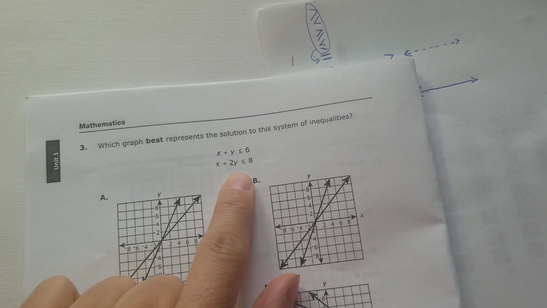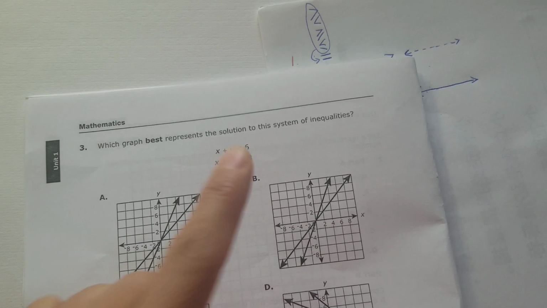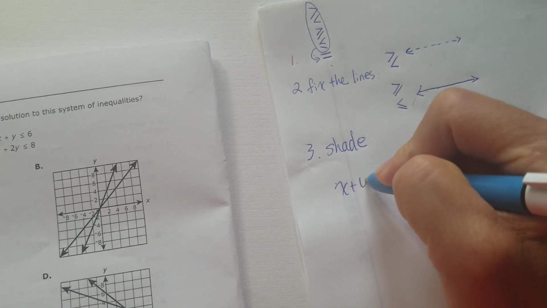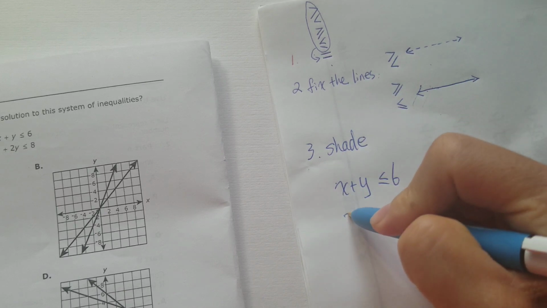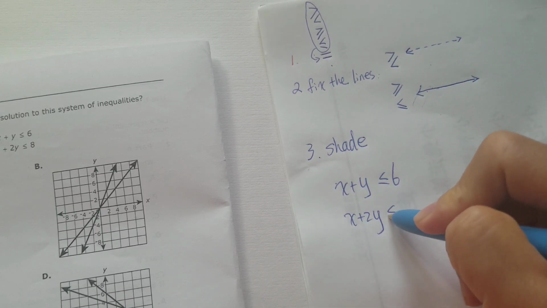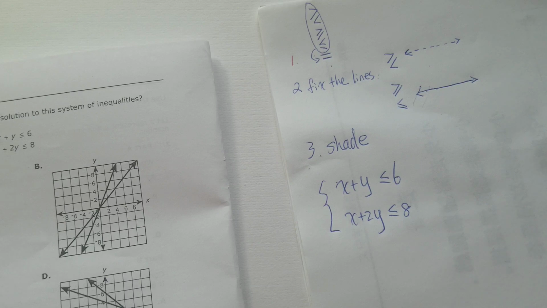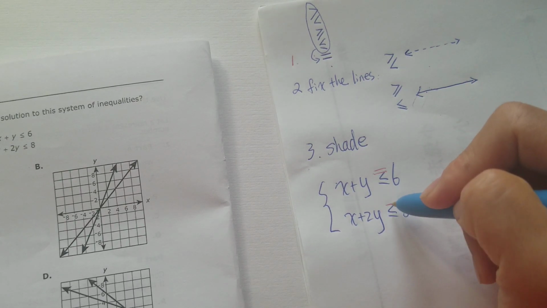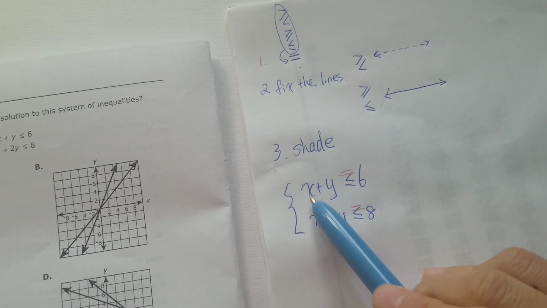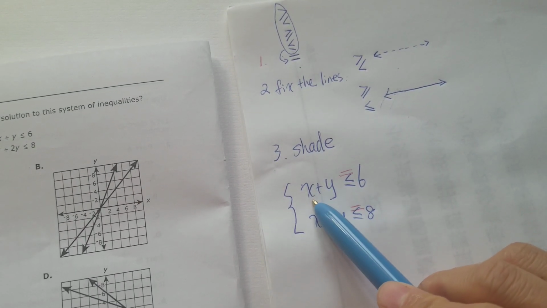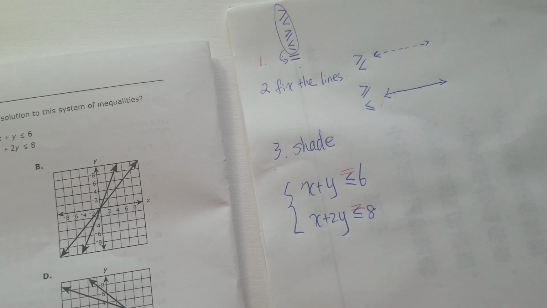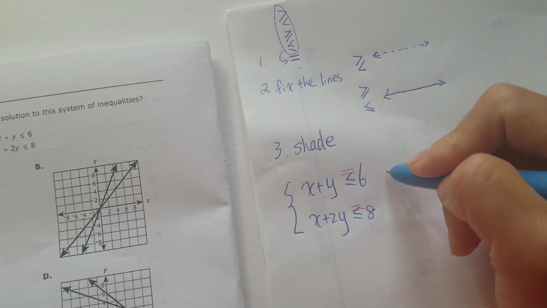Question number 3 gives you 2 inequalities: x plus y less than or equal to 6, and x plus 2y less than or equal to 8. Now let's see how we can graph it. First, we're going to pretend it's equal. And double check, x plus y is the standard form for a linear function. Therefore, using the x-y intercepts will be much easier.